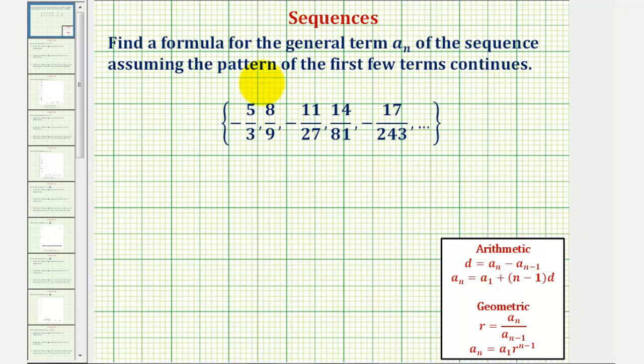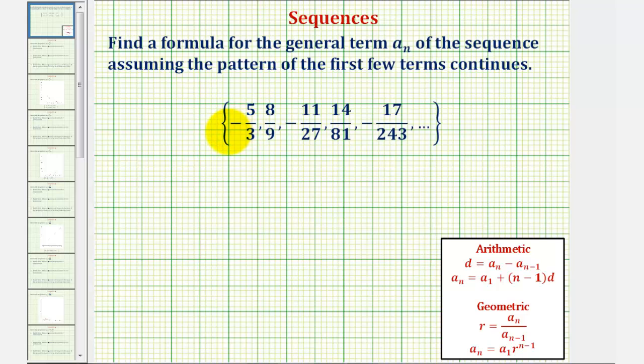We want to find a formula for the general term a sub n of the sequence, assuming the pattern of the first few terms continues. When we have a sequence of fractions, these can sometimes be more challenging, and often it's helpful to analyze the numerator and denominator separately. But the first thing we might notice is if these fractions do alternate signs.